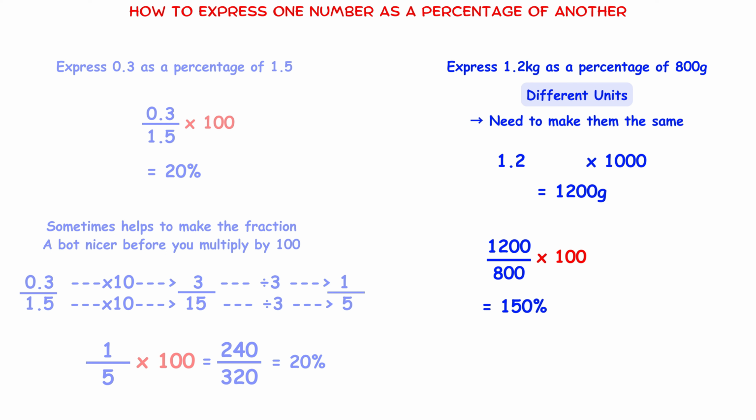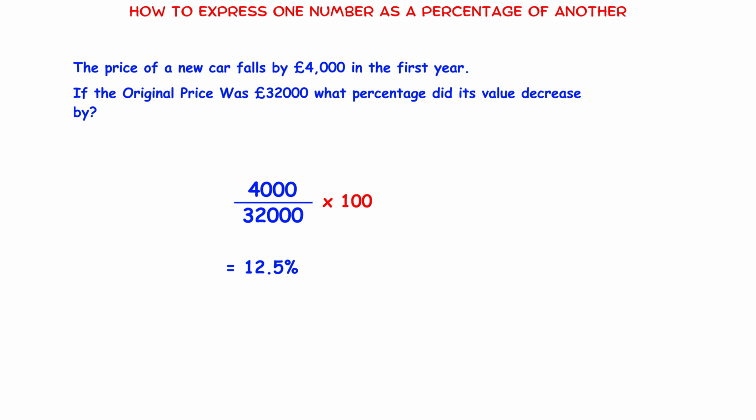It is important to remember that if your numerator is greater than your denominator, then your resulting percentage will exceed 100%. Finally, let us look at a word problem, which is a common format in exams. Suppose the value of a new car decreases by £4,000 in its first year, and the original price of the car was £32,000. We are asked to find the percentage decrease in its value. To solve this, we first identify that we are trying to find out what percentage 4,000 is of 32,000, so we take the fraction 4,000 over 32,000 and multiply it by 100, which gives us the answer of 12.5%.